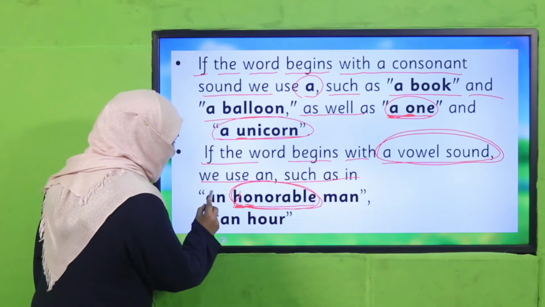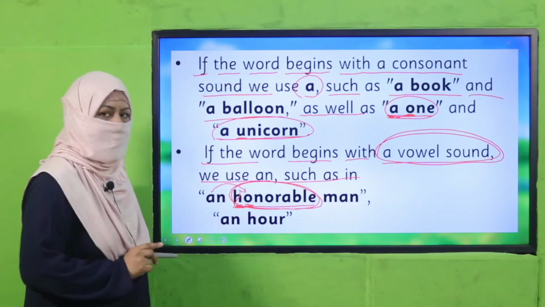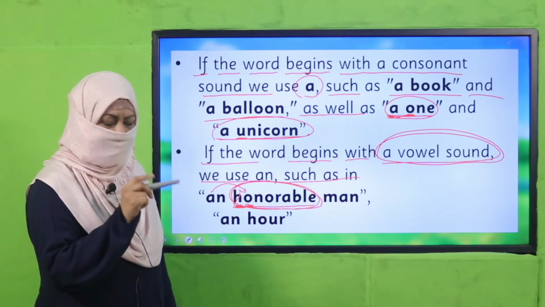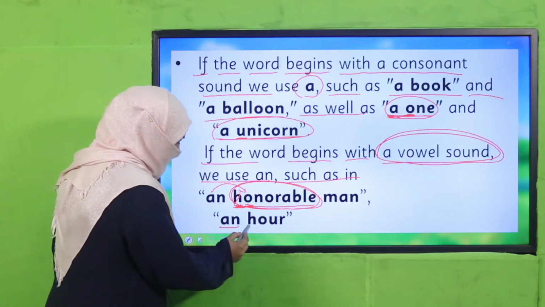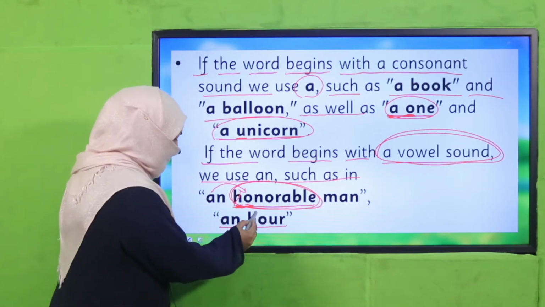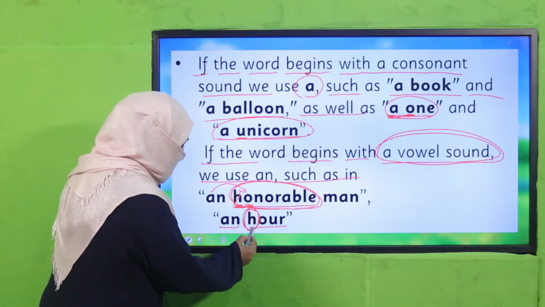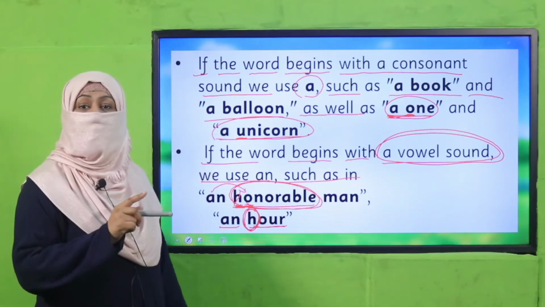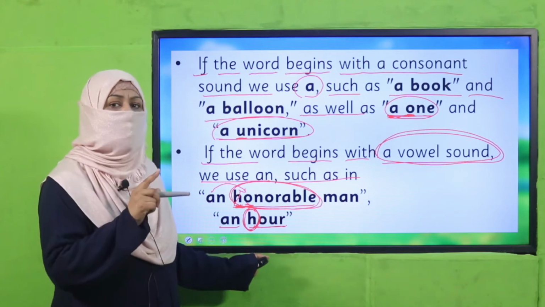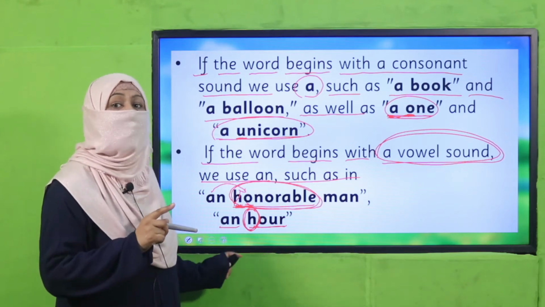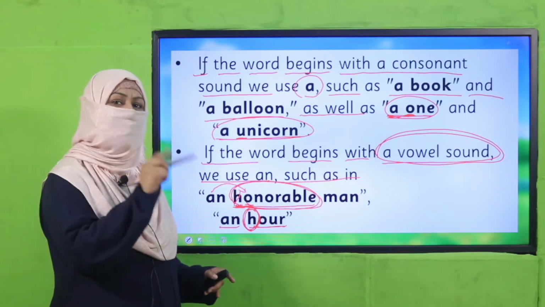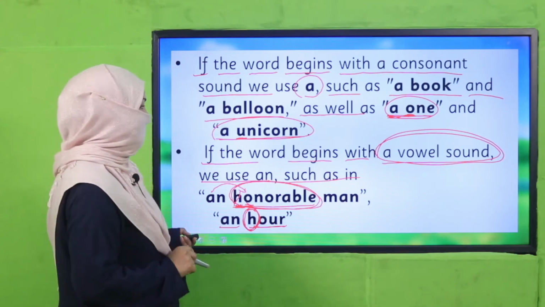That's why we have used "an honorable man," not "a honorable man," right? Likewise, "an hour." Once again, this consonant is silent here. It's a mute consonant, and the beginning sound, the initial sound of this noun, is a vowel sound, "hour." That's why "an hour." You got it? This is a new rule we learned, and this is what we are going to practice today, all right?